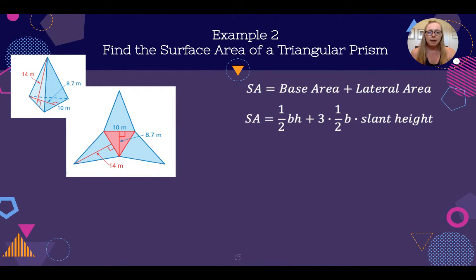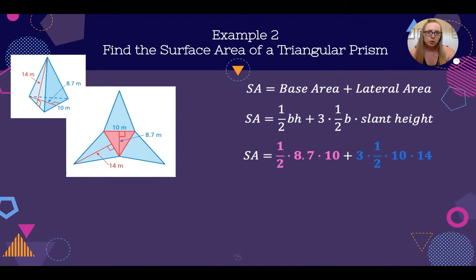So for our base, we have a triangle. We're using the formula 1/2 base times height. So for the red triangle, it is 1/2 times 8.7 times 10. For the blue triangles, we have 3 blue triangles, and the area of each blue triangle is 1/2 times 10 times 14.